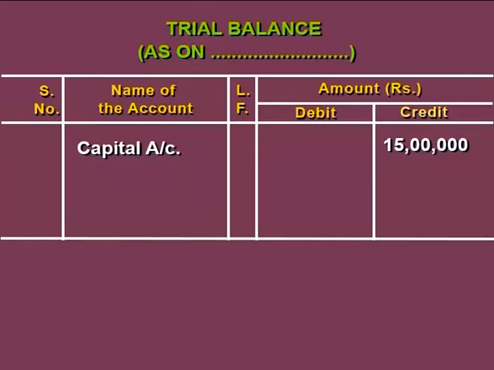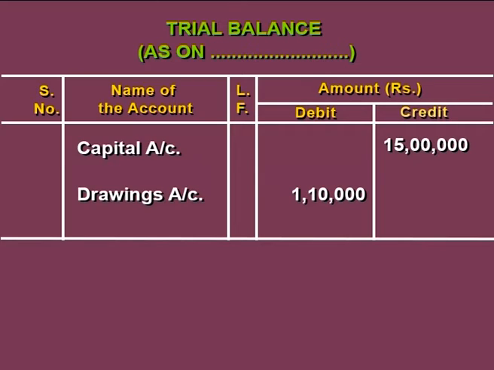We will club the previous adjustment as well, and your trial balance will appear like this. As you can see in the trial balance, the particulars column has mentioned capital account, and the amount of 15 lakh is shown in the credit amount column. The trial balance also mentions drawings account in the particulars column, where the amount of 1,10,000 has been shown in the debit amount column.